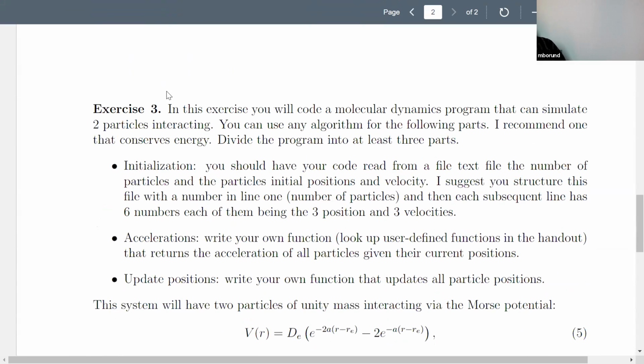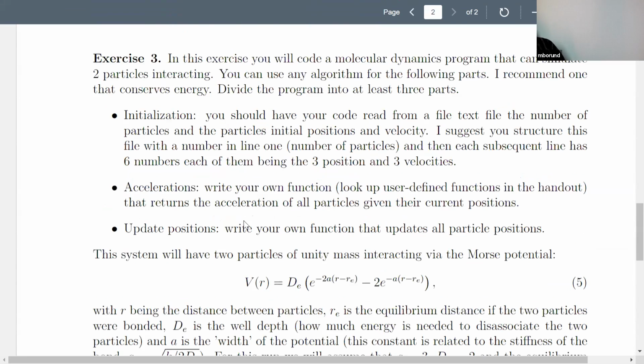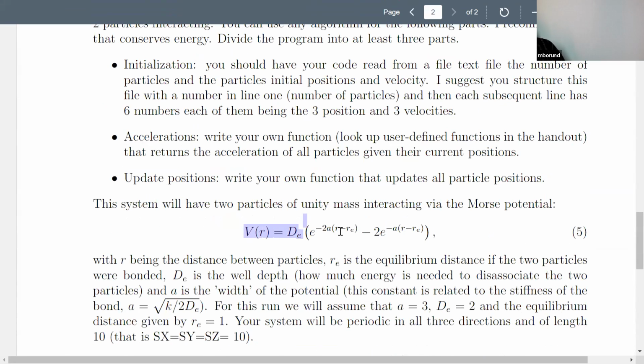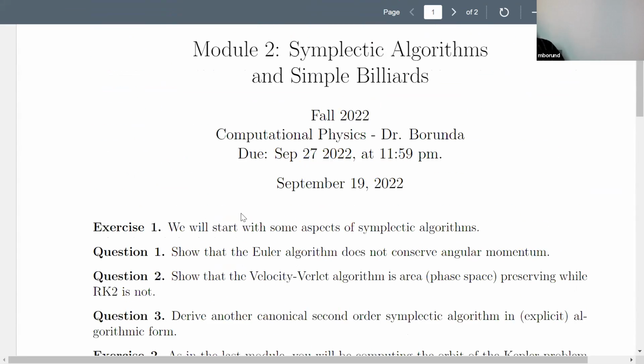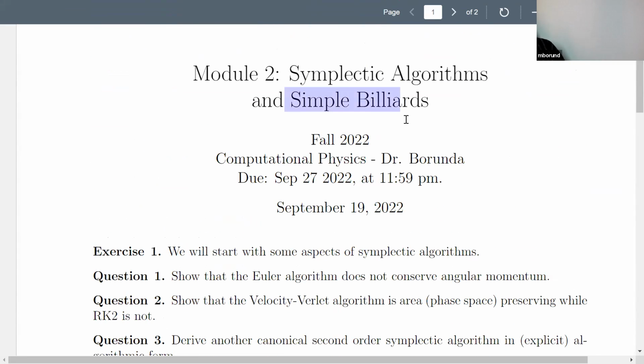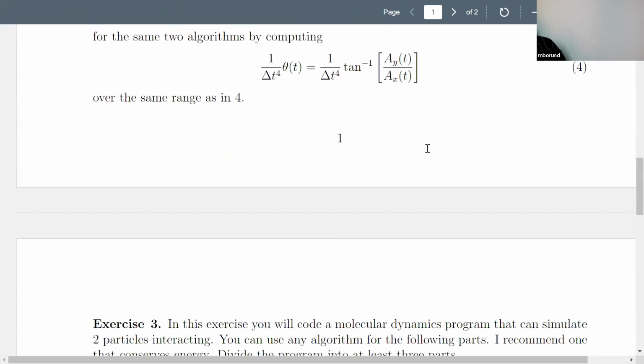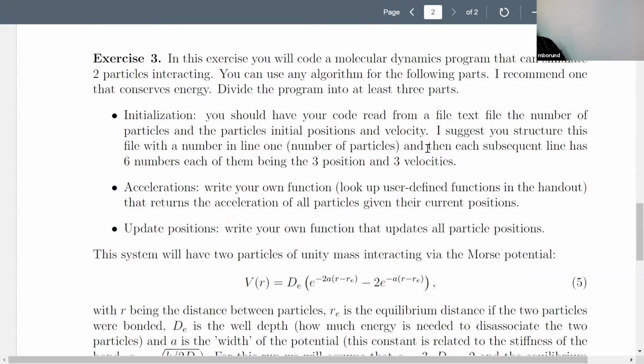And then third exercise, so that you get started doing molecular dynamics with this kind of potential. And as the name of this part of the exercise says, they're more like billiards. All right. Questions about this? Which one is more like billiards, could you show it again? It's exercise 3. All right, so start your homework early.